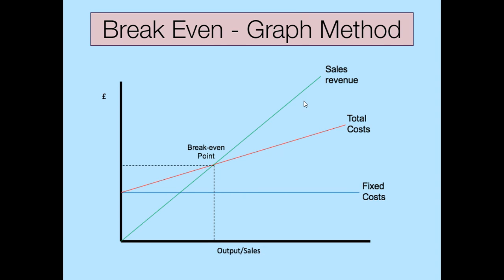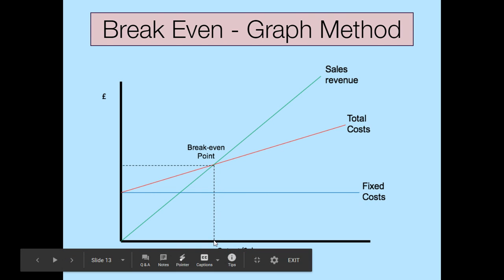Now, the break-even point, as we know, is found when our sales revenue equals our total cost. That's why this intersection point here represents the break-even. Now, if I want to calculate my break-even point via the graph method, and I need to find out the number of units, I can't just find this point here. I need to draw this perpendicular line until I reach this point here. And normally I'll be given a number here and here.